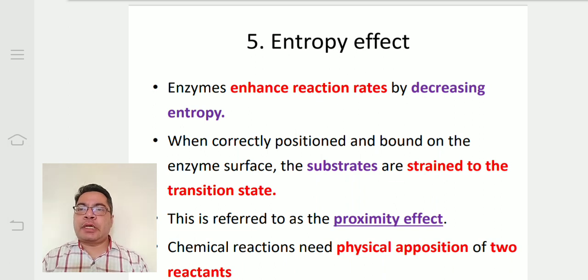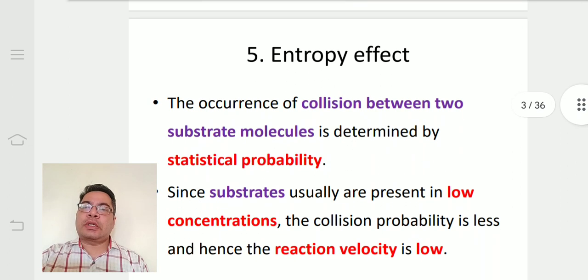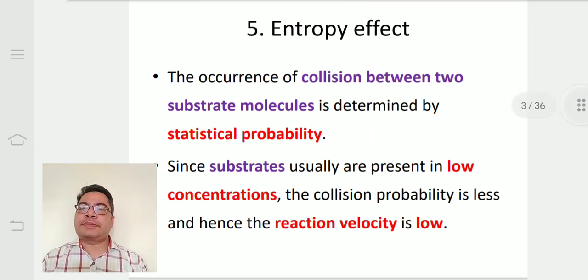Chemical reactions need physical opposition of two reactants. The occurrence of collision between two substrate molecules is determined by statistical probability. Since enzymes usually are present in low concentrations, the collision probability is less and hence the reaction velocity is low. But a complex formation between the enzyme and the two substrate molecules can improve the collision probabilities manifold. This is called rapid rate of reaction.